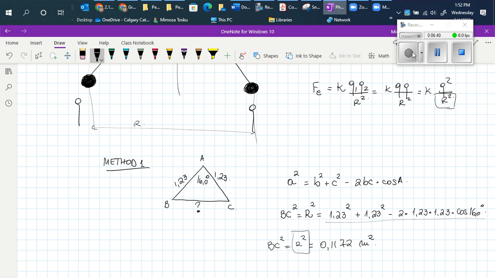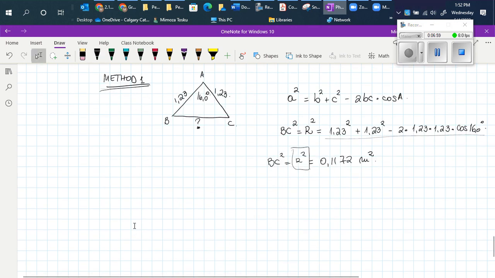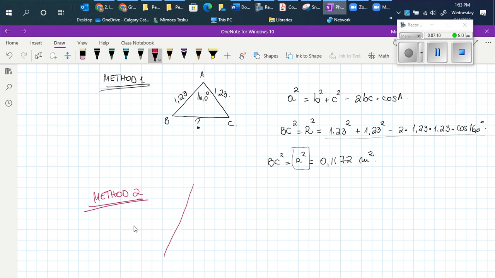However, as I said, to make our life a bit easier, we will leave it as r squared. So this is the first way to approach finding the distance between the two charges. The second method is when we consider the right angle triangle. So method 2, and we are still finding the distance between the two charges, is when we consider the right angle triangle.